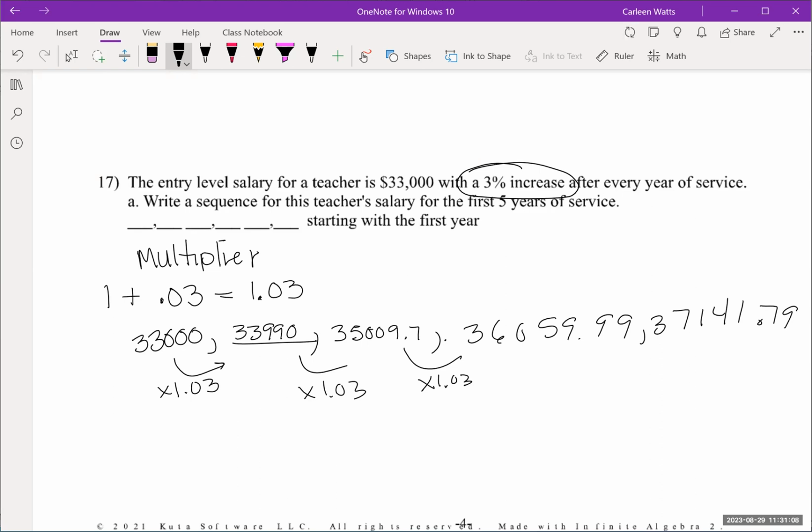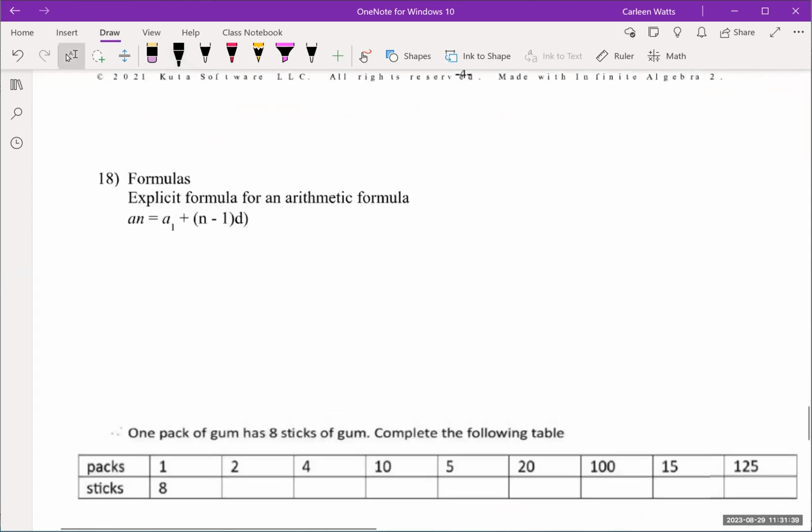Right? Now, if you multiplied by 0.03, you would have to add the previous one. Do it my way. There are other ways to do it. You could multiply and add, but the other way, it's easier to make a mistake. My way is a little bit simpler. Get the multiplier and multiply. Okay, moving on. Here is the formula. Make sure you know it.